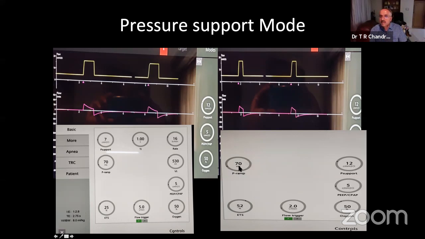At 70 milliseconds ramp, what will be the flow? At 80, 90, 100, it is different for different ventilators. It's nothing rocket science. If you increase the P ramp, the flow increases. That much you remember, and if you look at the manual of the ventilator you are using, you will probably know.